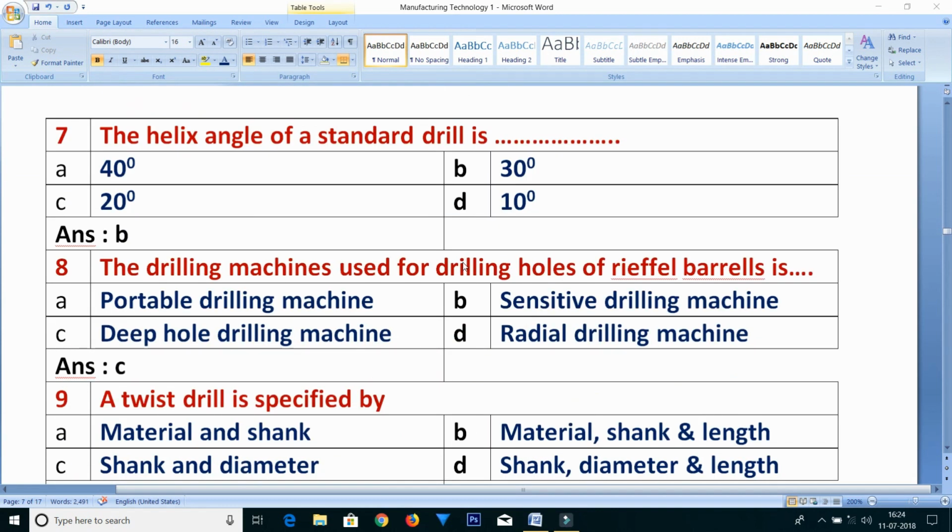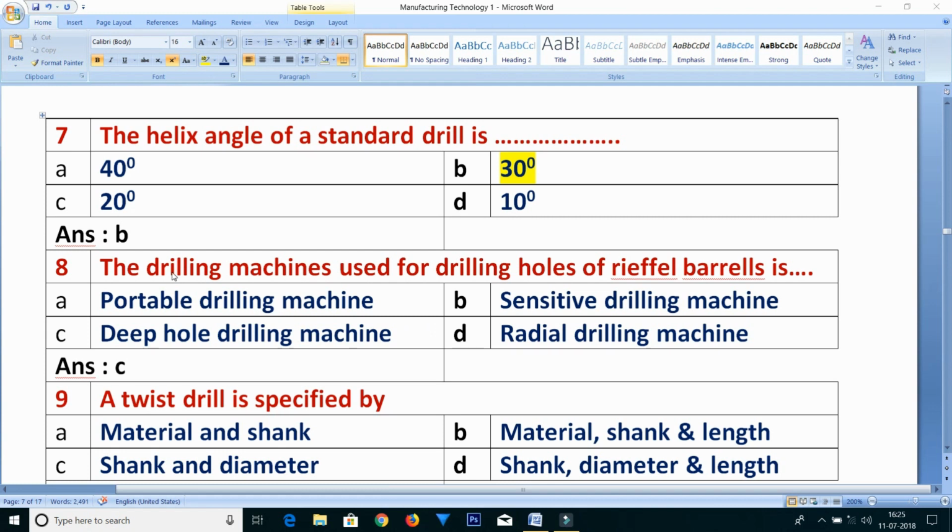Next we move on to the seventh question. The helix angle of a standard drill is dash. Option A, 40 degrees, option B, 30 degrees, option C, 20 degrees, and option D, 10 degrees. And the right option is option B, that is 30 degrees.